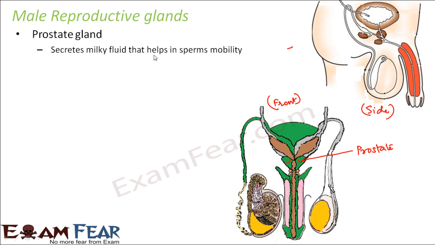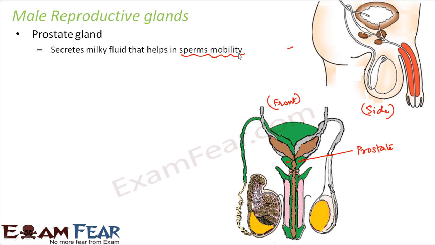Now sperm's mobility is very important, as I have mentioned before also. For fertilization to take place, fusion of the sperm, that is the male sex cell, and the female sex cell has to happen. The female sex cell cannot move, so the male sex cell, that is sperm, has to move. So we need to provide all suitable conditions under which the sperm can move.